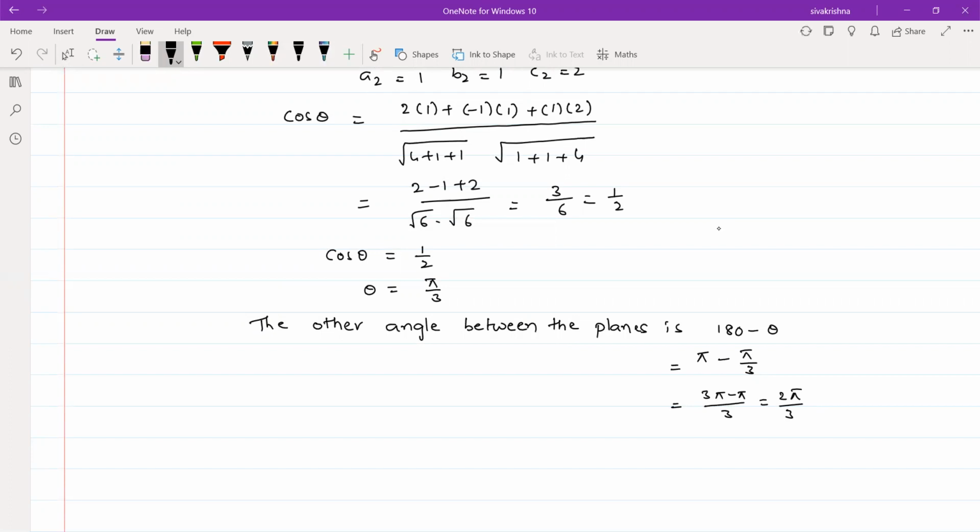So there are two angles in between the planes. One angle can be found by using the formula cos theta, and the second one can be found by using the formula 180 minus theta.